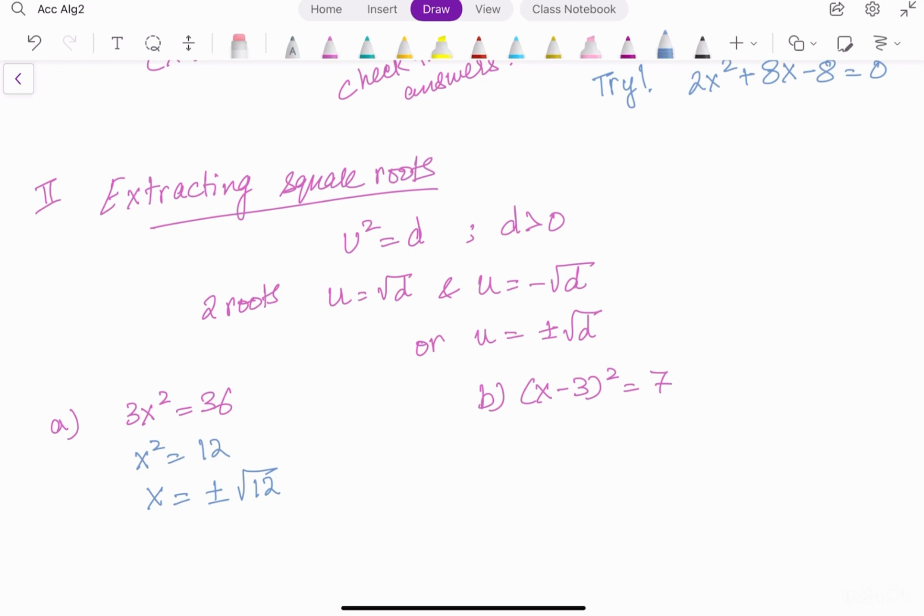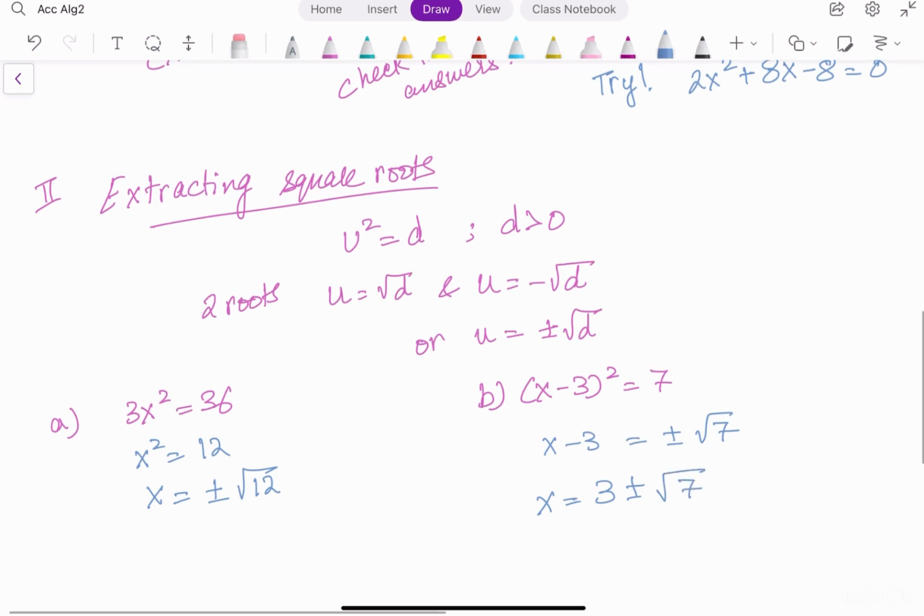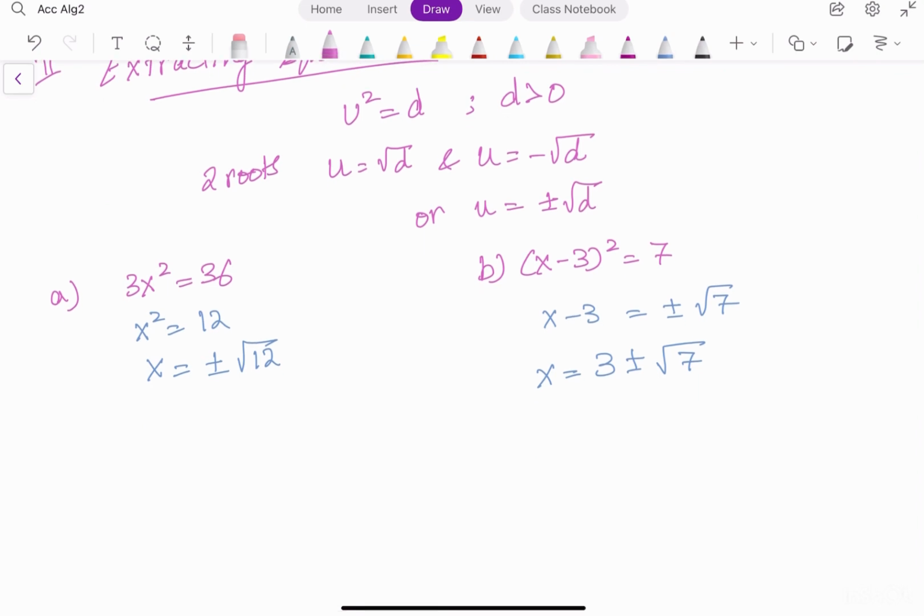Let's take another example. (x minus 3) whole squared is equal to 7. So take radical of both sides. And then I need to get rid of 3 to isolate x. So my answer will be 3 plus minus radical 7. And that's it. This is how you will do extracting square roots. Try a few questions. So (x minus 1) squared is equal to 10, and another question that you can try is 5x squared is equal to 25.